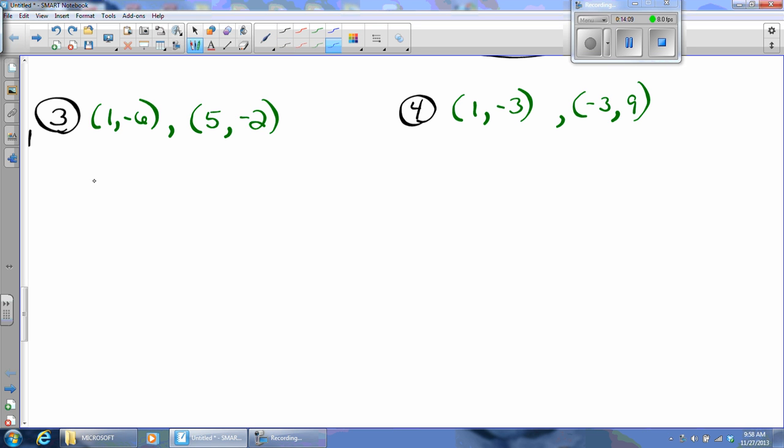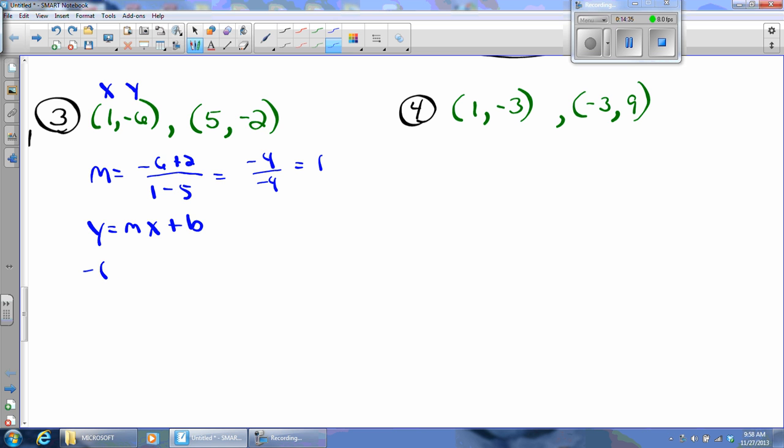All right, here come my solutions, my slope. Let's see, I'm going to have -6 plus 2 over 1 minus 5. That's going to give me a -4 over a -4, which is a 1, so my slope is 1. I'm going to use y equals mx plus b to help me solve for b. I think I'm going to use this x and this y because the numbers are a little bit smaller. I'm going to put -6 equals 1 times 1 plus b. This, of course, is 1. Subtracting 1 from both sides, I get -7 equals b.